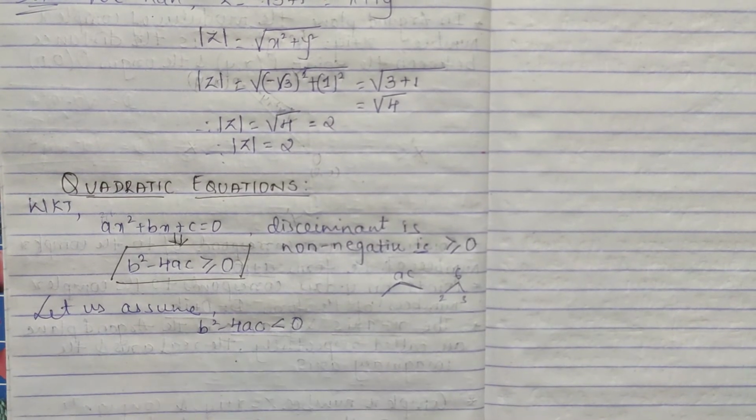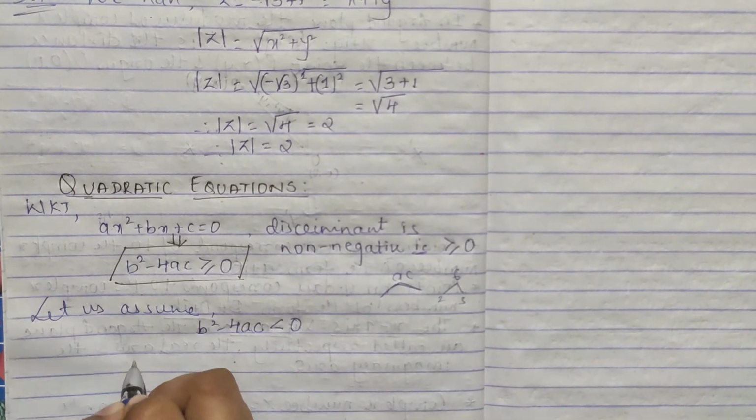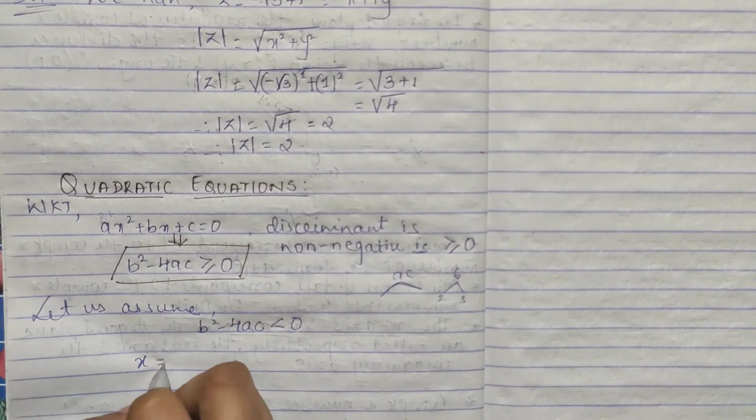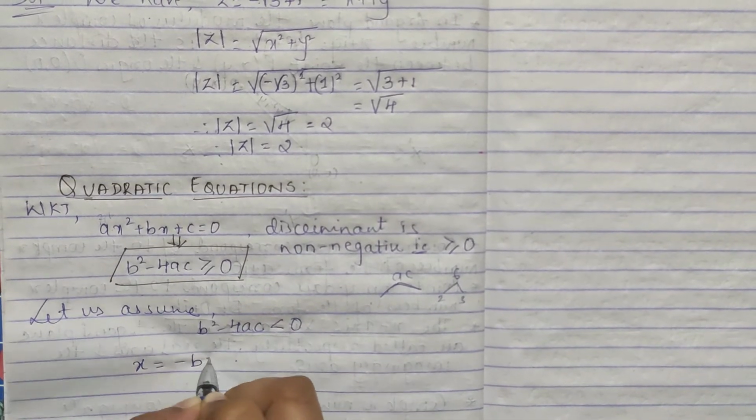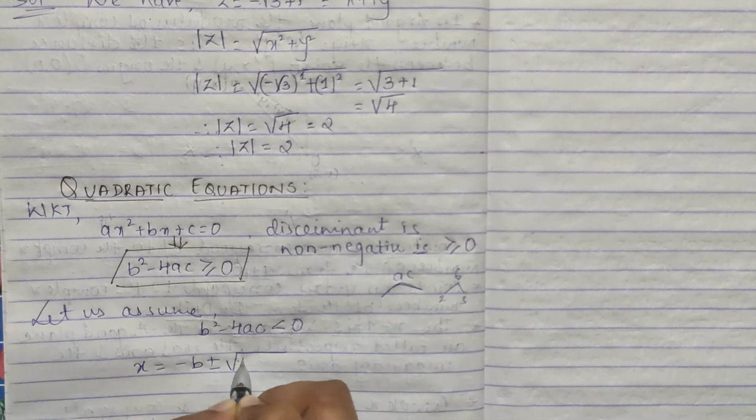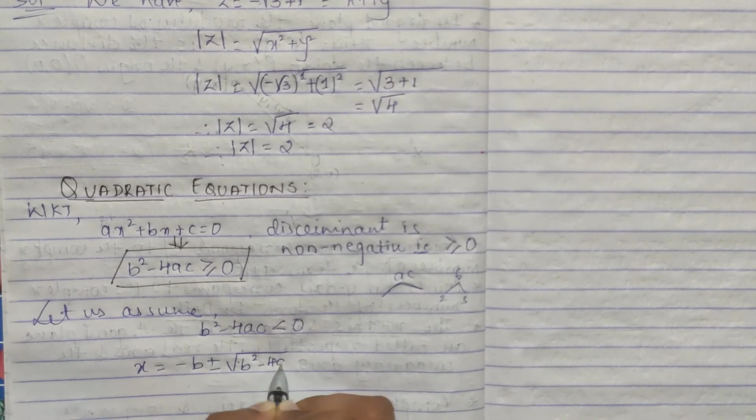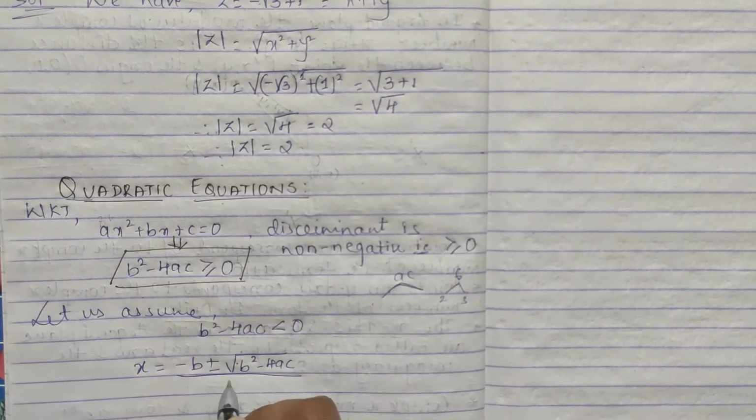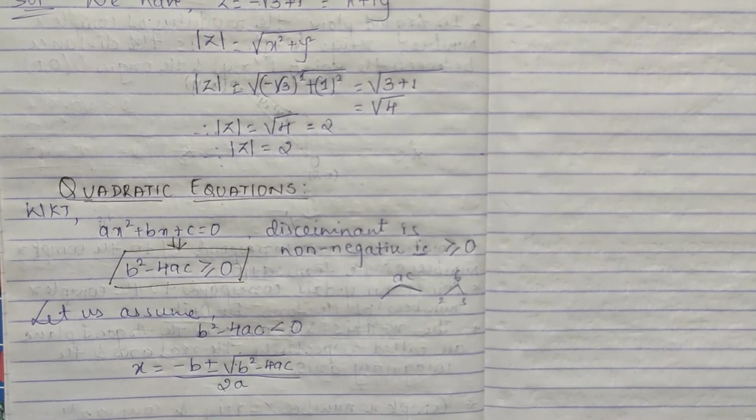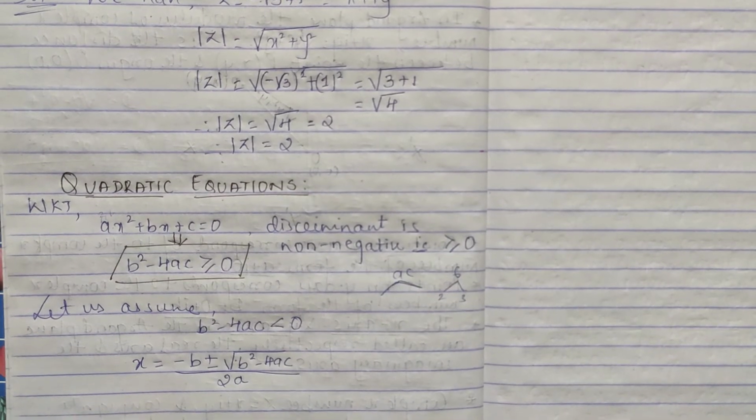So for this also, the solution for this term, you have to remember this formula: x is equal to minus b plus or minus root of b square minus 4ac, whole divided by 2a. This is your solution.